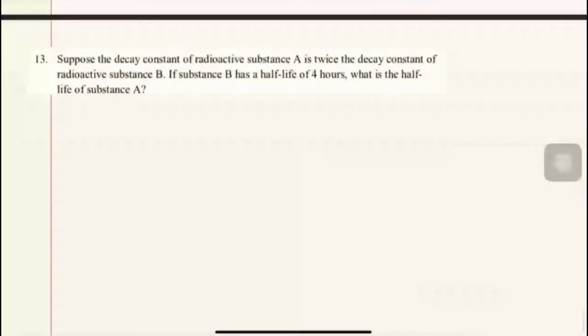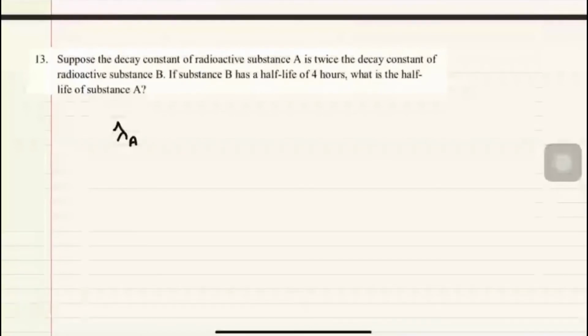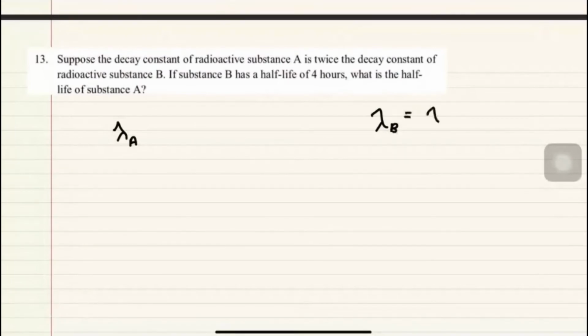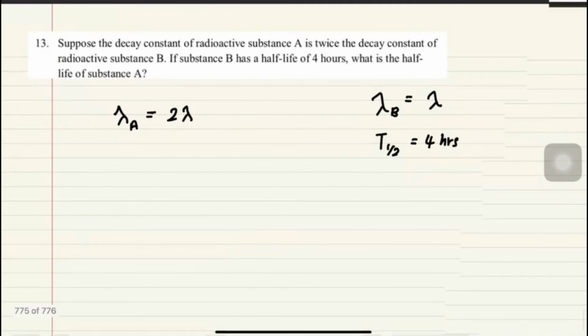Suppose the decay constant of radioactive substance A is twice the decay constant of radioactive substance B. Decay constant simbol apa kita nak pakai? Lambda. Lambda. So dia kata lambda A ni 2 kali ganda daripada lambda B. Maksudnya kalau lambda B saya adalah lambda, lambda A saya adalah 2 lambda. If the substance B have a half-life of 4 hours, what is the half-life of substance A?